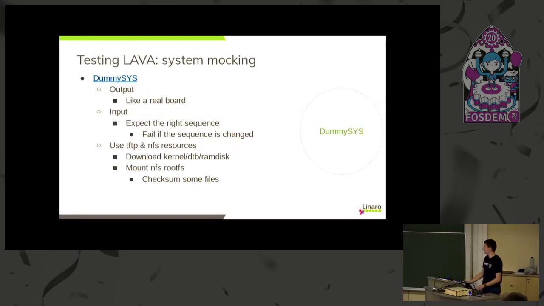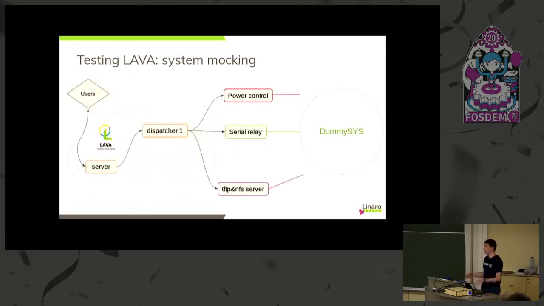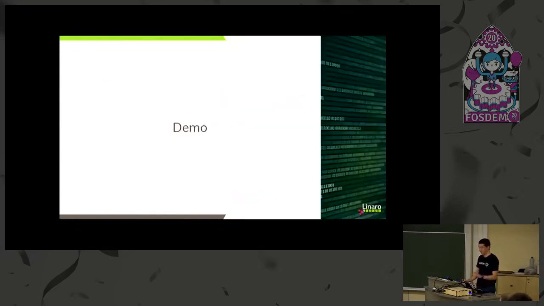Thanks to Demisys, we are respecting the boundaries. From the dispatcher side, it looks like there is a board, and from the board side, Demisys is checking that the resources provided by the dispatcher are the right ones. I believe that it's not easy to understand, so let's make a really small demo.